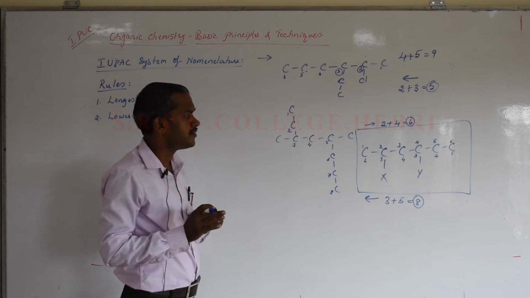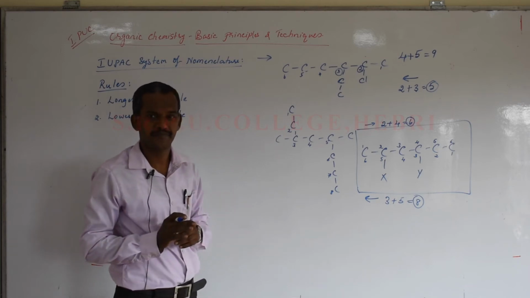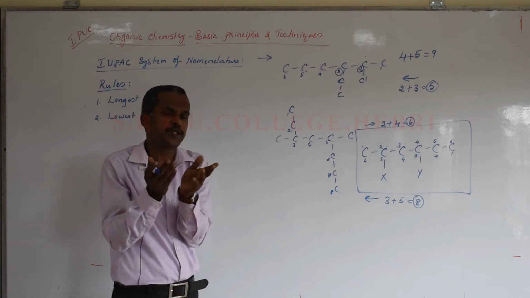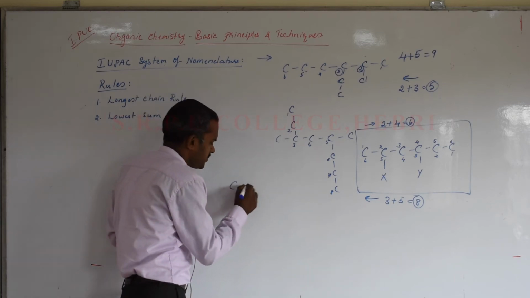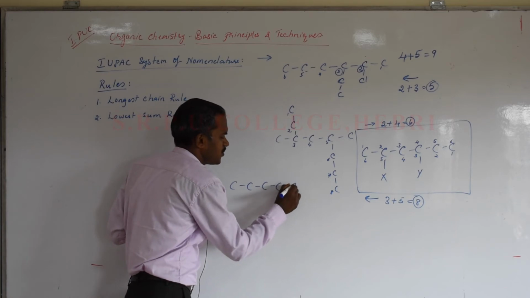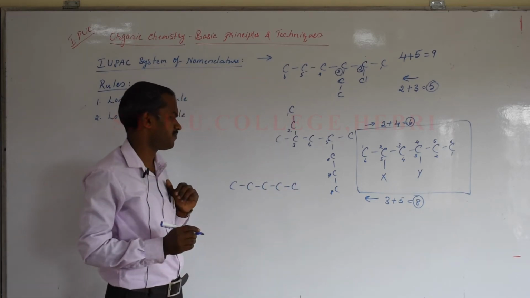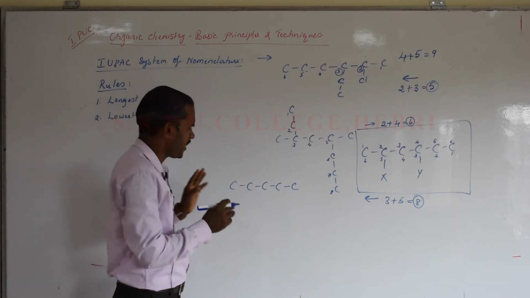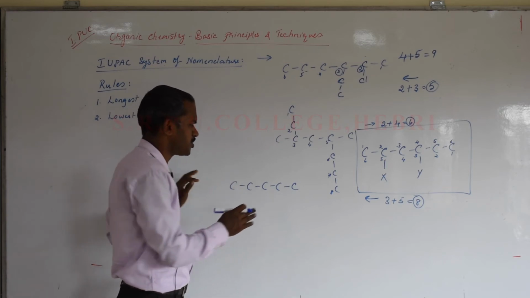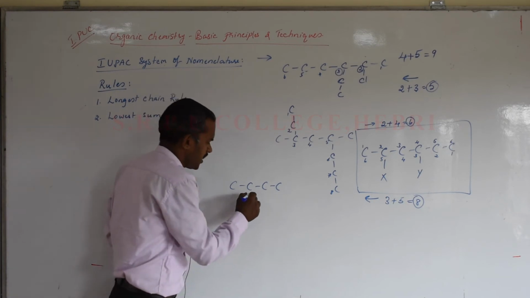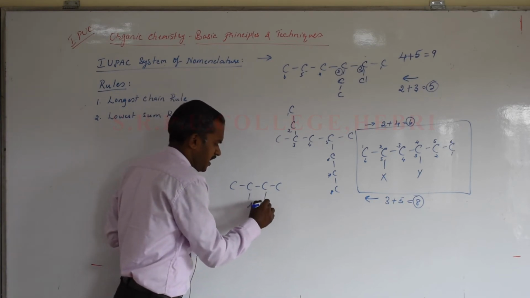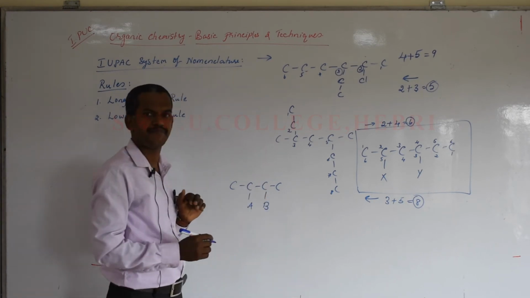Now there is one more possibility you may ask. Suppose in both directions the numbering remains the same. I will write one example like that. Suppose I write 4 carbon atoms, and here I write one substituent A and here I write one substituent B.